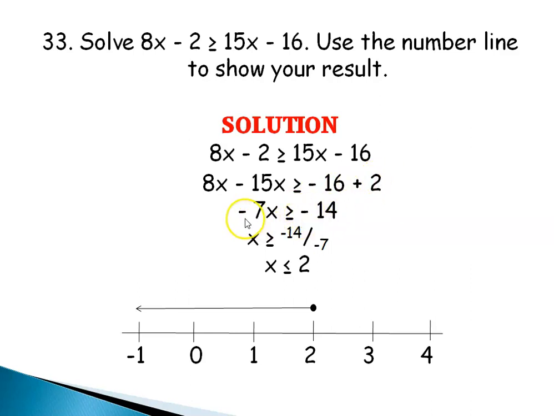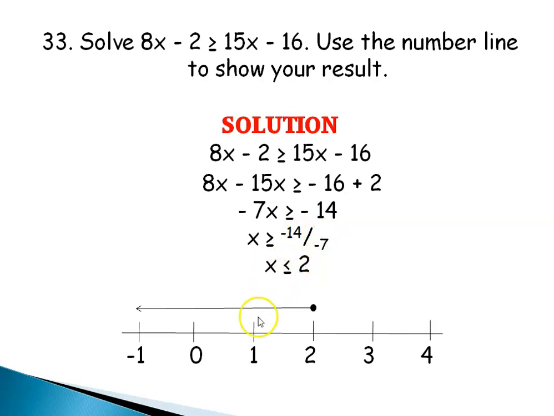And then I divide both sides by minus 7. Minus 7x divided by minus 7 will give me x. Minus 14 divided by minus 7. The sign is going to change because I'm dividing by a negative number. So this greater than or equal to will change to less than or equal to. Minus 14 divided by minus 7 is 2. X less than or equal to 2.